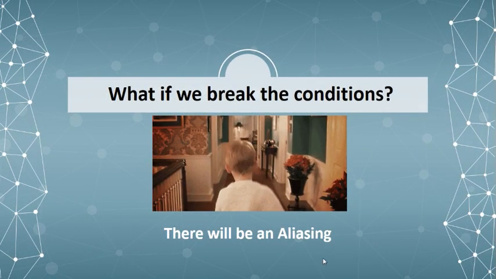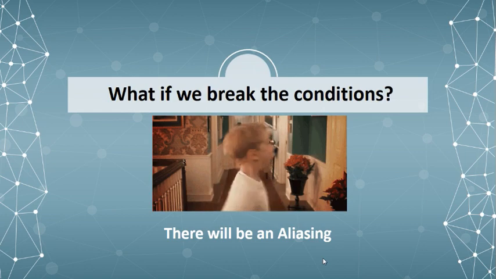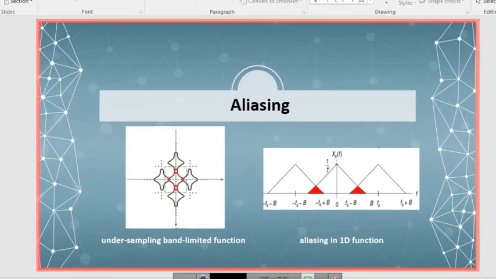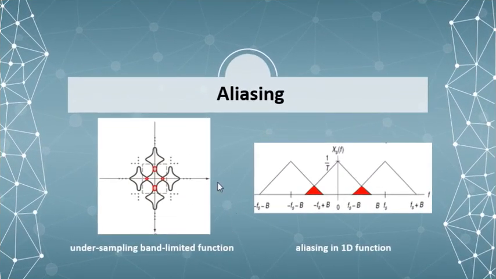What if we break the condition in one dimension and in two dimension? Of course, there will be an aliasing problem and losing some information from the image. Undersample band-limited function causes aliasing, and as you see, the red color shows the distortion in both one dimension and in two dimension.